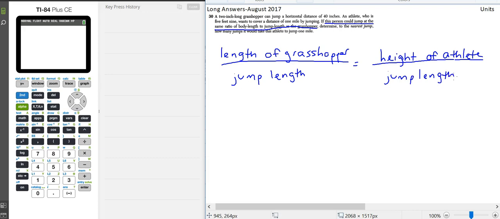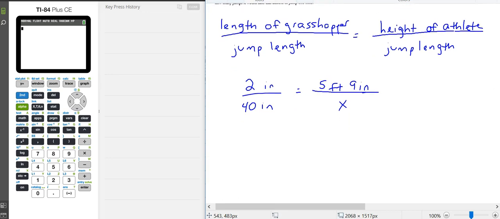And now let's fill in what we know. We know that the length of the grasshopper is 2 inches. And we know that the jump length of the grasshopper is 40 inches. And that would be equal to the height of the athlete, which is 5 foot 9, over the jump length of the athlete, which we don't know. So we're going to solve this proportion for x.